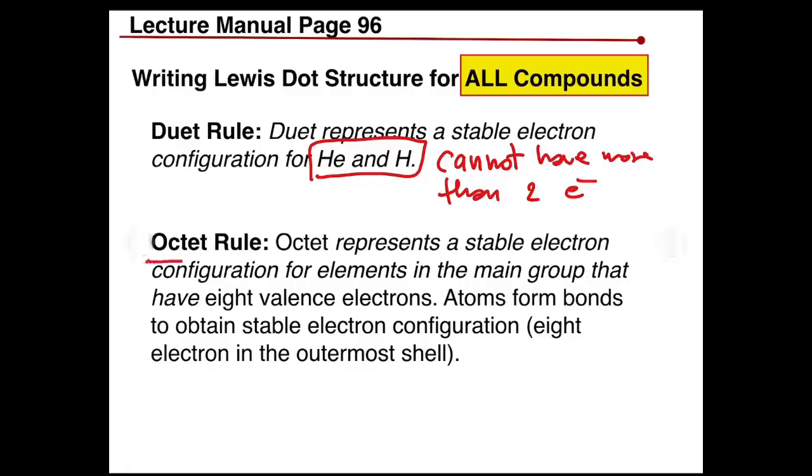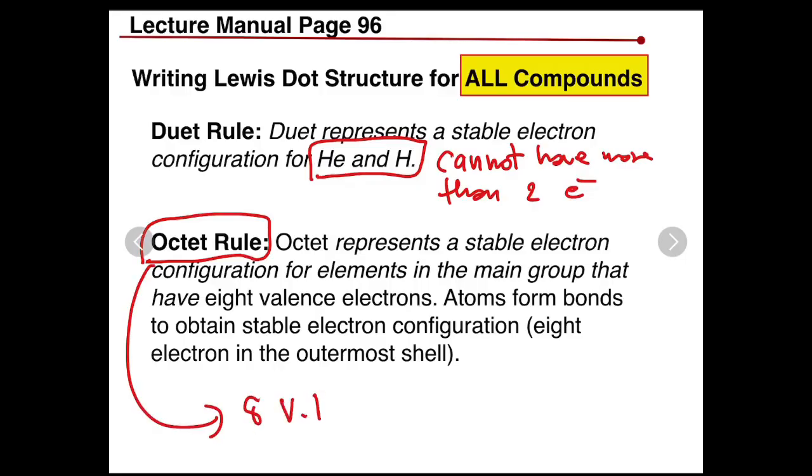Everything else we are going to follow the octet rule, which means that pretty much all other elements would most likely have 8 valence electrons total. So in order to make a stable compound, you need to make sure that each element has 8 electrons surrounding it. That's what it means, right? We are going to have to achieve this octet rule. That's what it's referred to, because octet represents the stable electron configuration of the noble gases. So we apply that to other elements as well, that they are most likely to lose, gain, or share electrons in order to achieve the stable electron configuration.